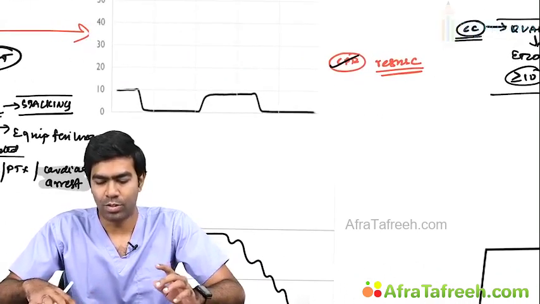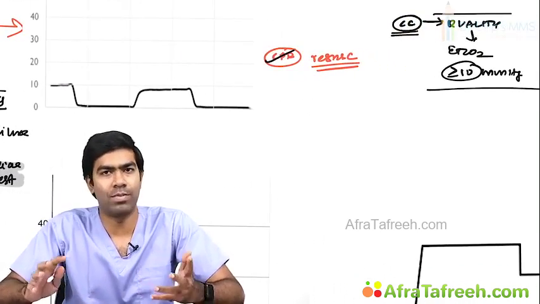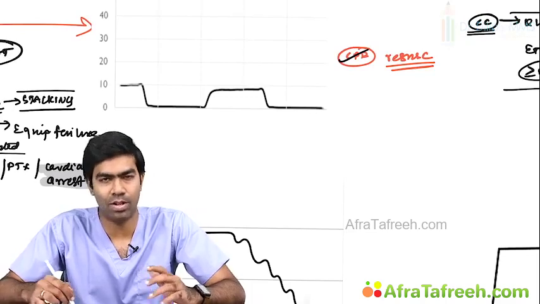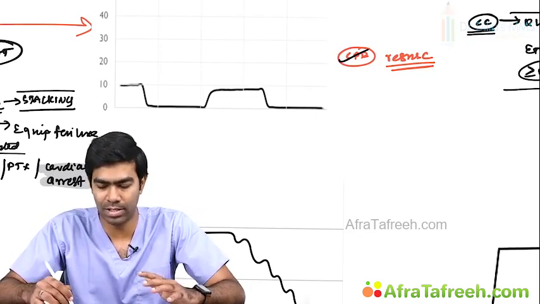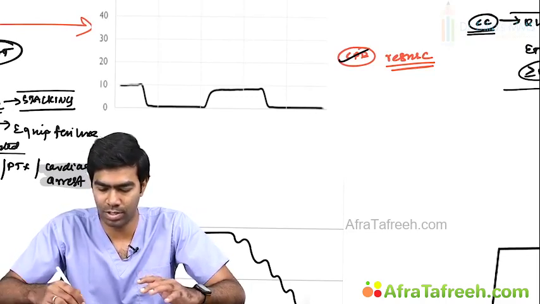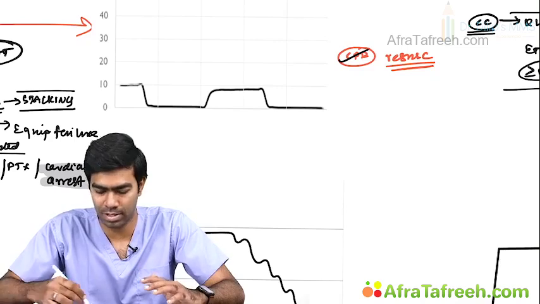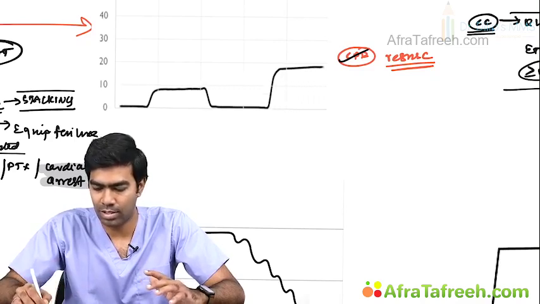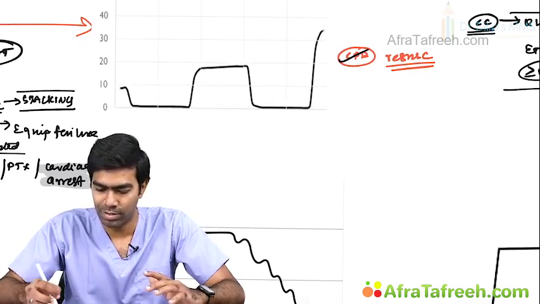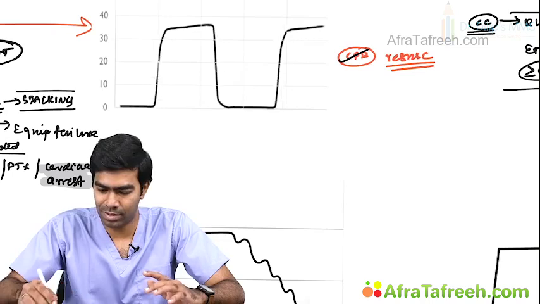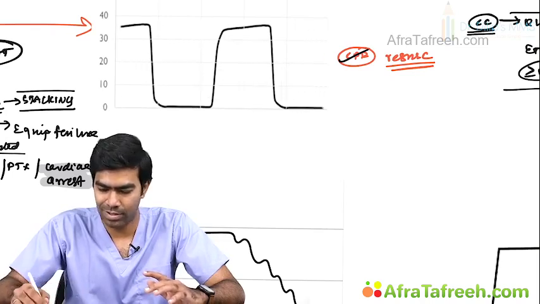Clear? So EtCO2 is helpful in certain prognostic areas also. So now we are resuscitating the patient. Now you know that the curve I have shown here means that the patient is getting chest compressions, resuscitation. Now you are seeing a boom, something like this suddenly. What does that mean?